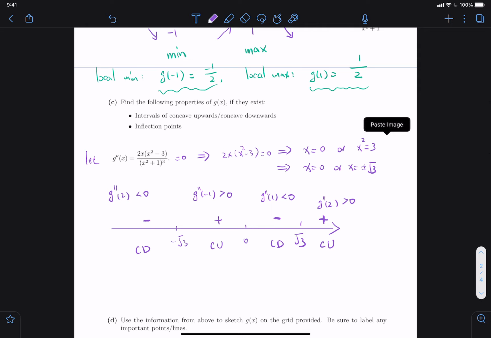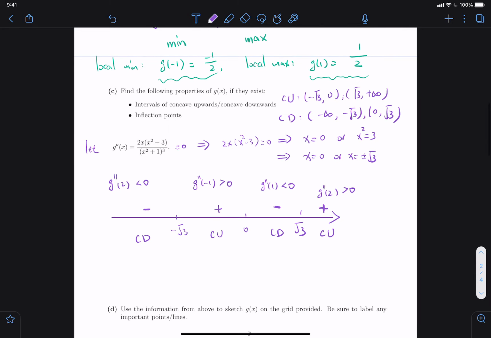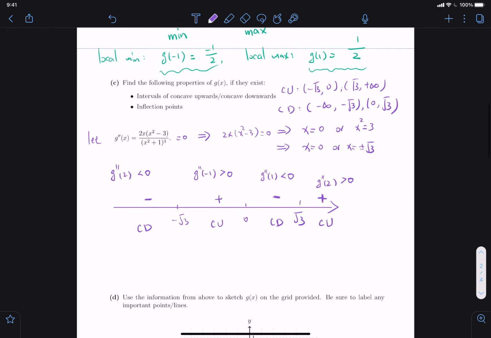So concave up on the interval from negative square root of 3 to 0, and also positive square root of 3 to infinity, and concave down from negative infinity to negative square root of 3, as well as from 0 to square root of 3. So those are the concave up and down intervals.